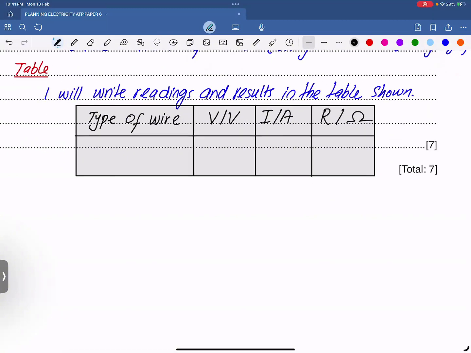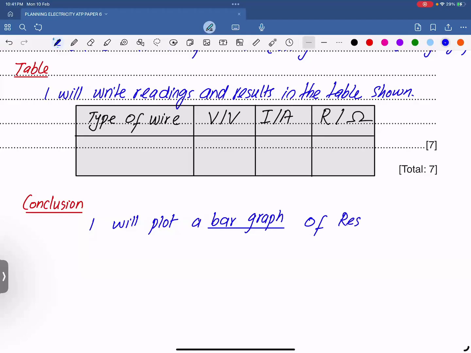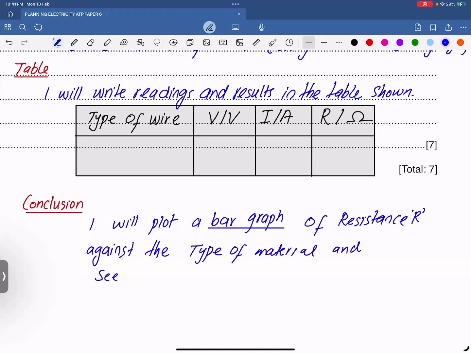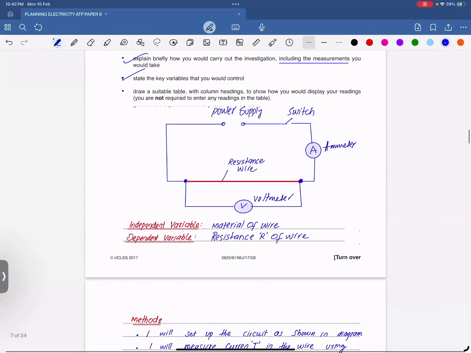Now I want you to write a conclusion statement, always, to ensure you get 7 out of 7 marks. The sentence is, I will plot a bar graph. Why a bar graph here? Because your independent variable on the x-axis doesn't have values. It's just a name. So a bar graph of resistance R against the type of material, and see the trend. With this, you can get 7 out of 7, but make sure you count before you go ahead.